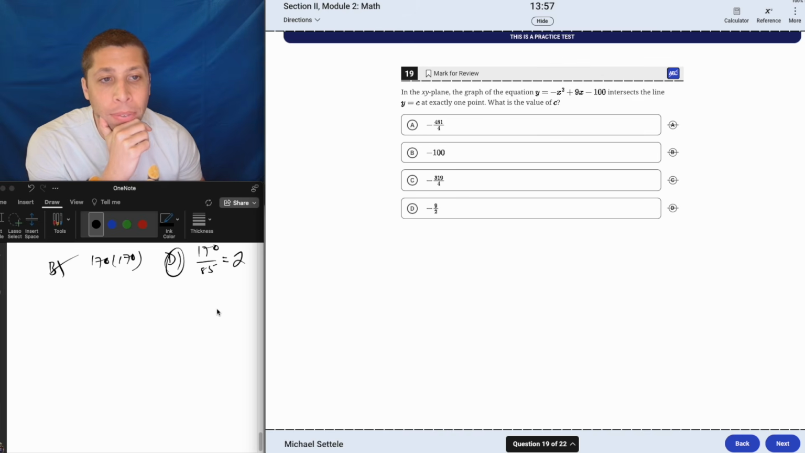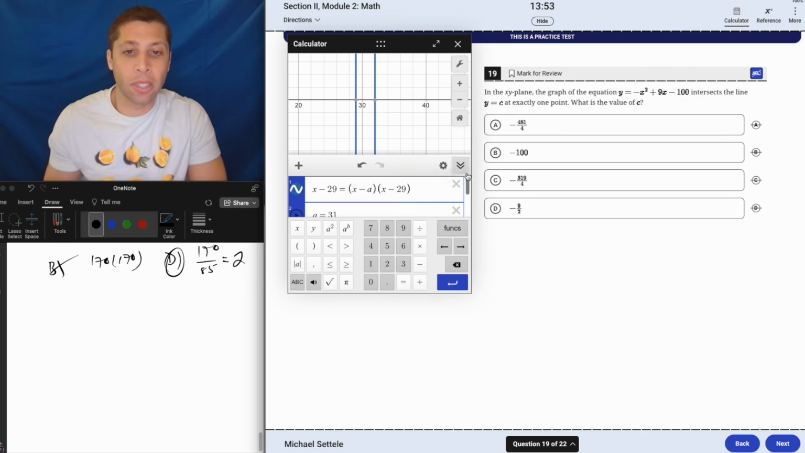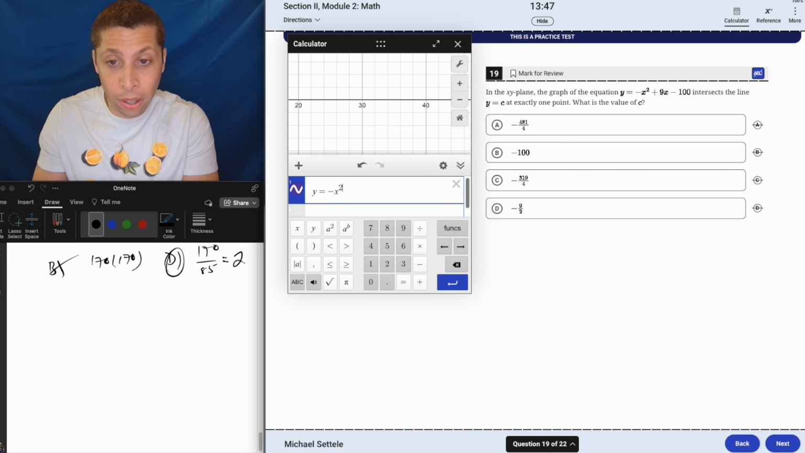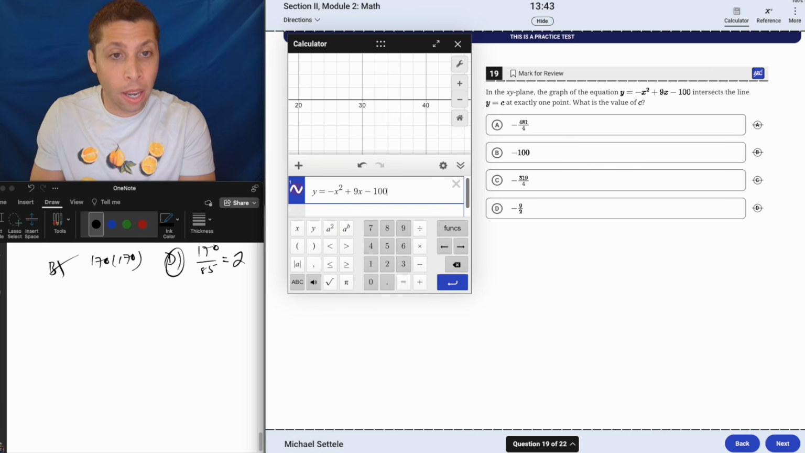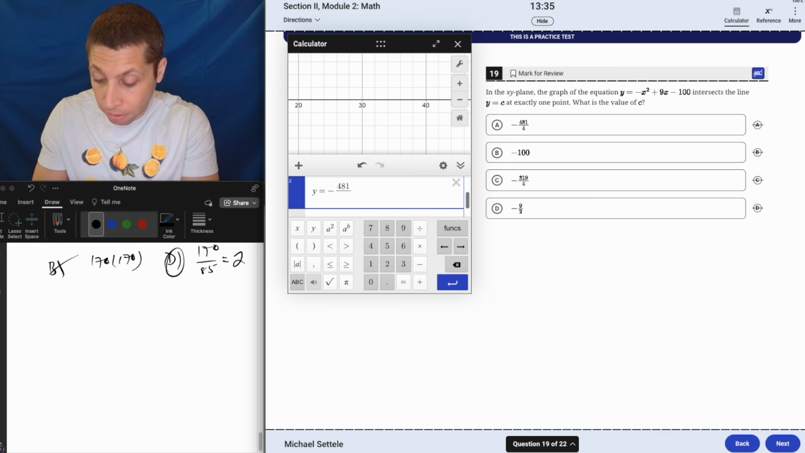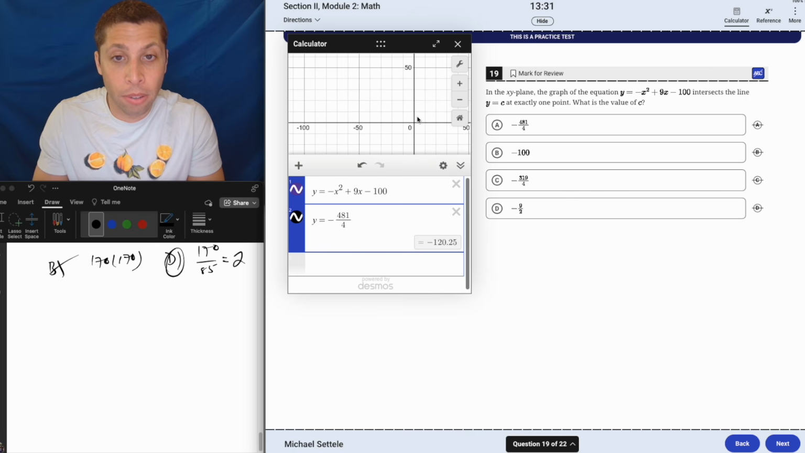Next, by playing the graph, intersects the line y equals c. Okay, so let's just see it. If this wasn't a guessing check, I'd have to use the discriminant, but let's just do it. Y equals negative x squared plus 9x minus 100, and y equals about negative 481 divided by 4. So they need to intersect at exactly 1 point.